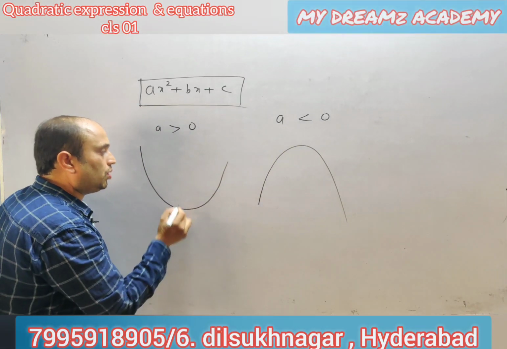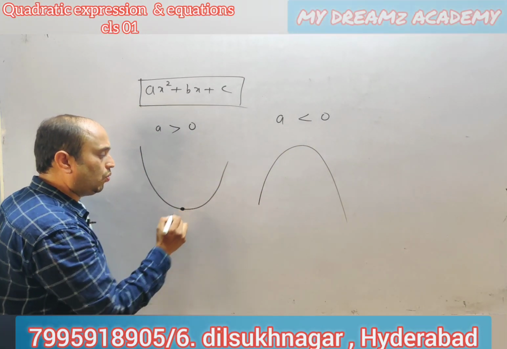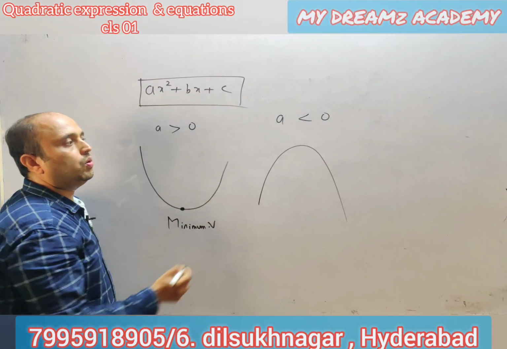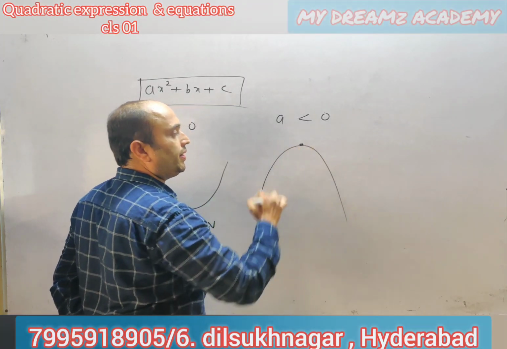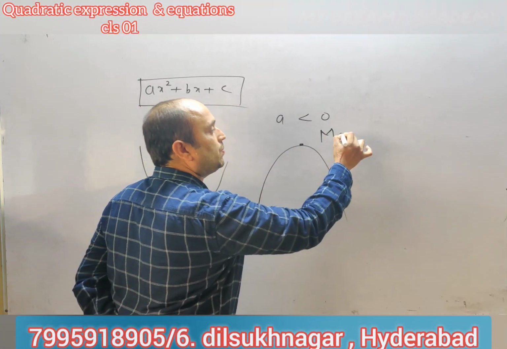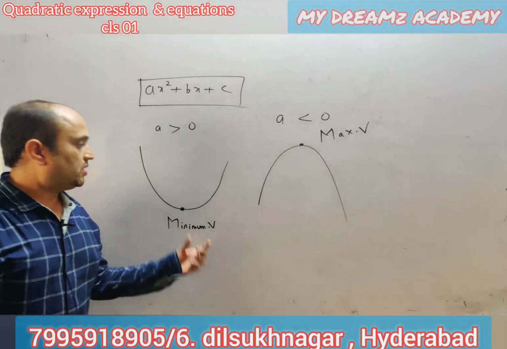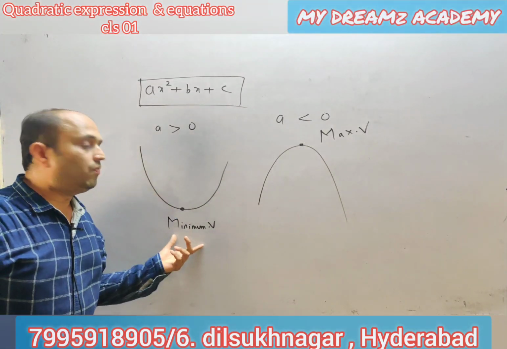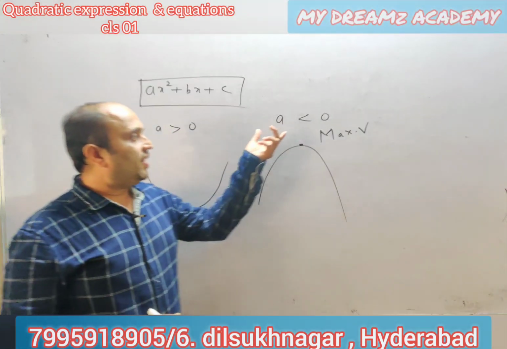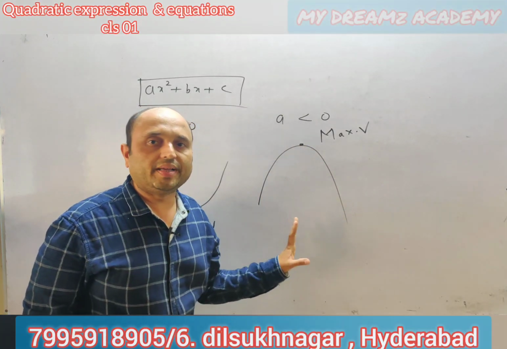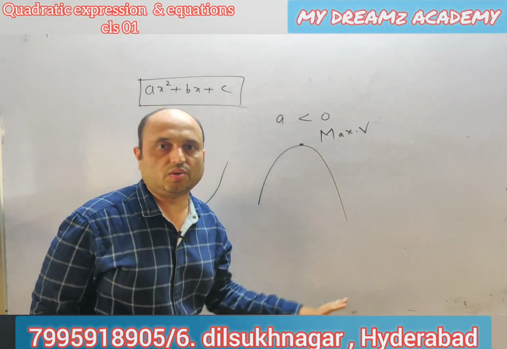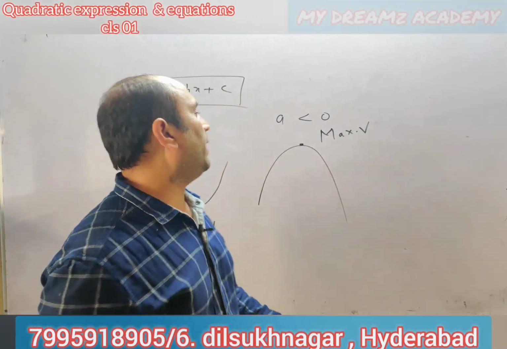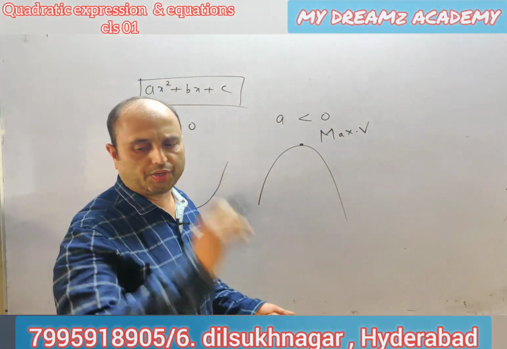If a greater than 0, this quadratic expression will have only a minimum value. If a less than 0, it will have only a maximum value. If a is greater than 0, maximum value does not exist. If a less than 0, minimum value does not exist, only maximum value exists. So here I want to find how to find the minimum and maximum values for a quadratic expression.